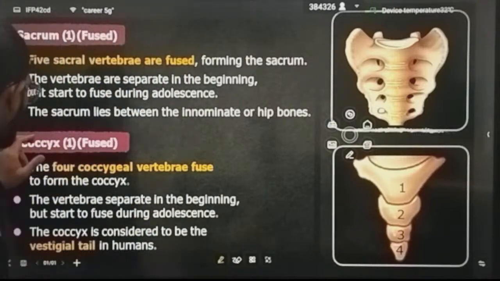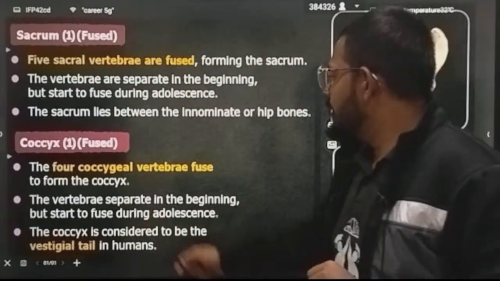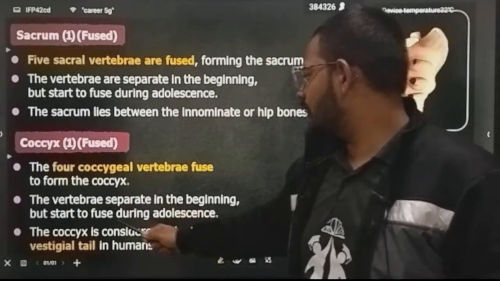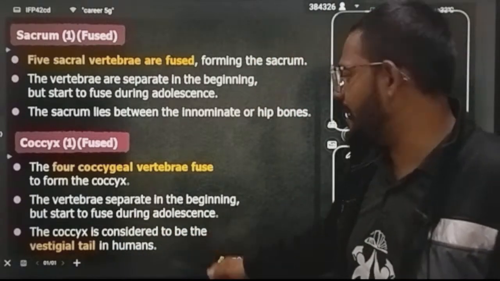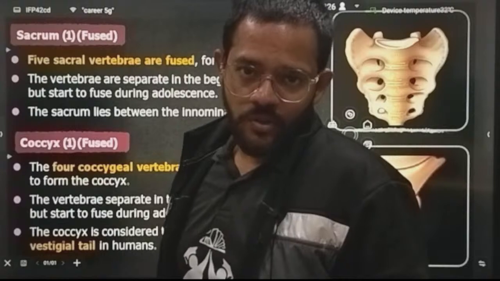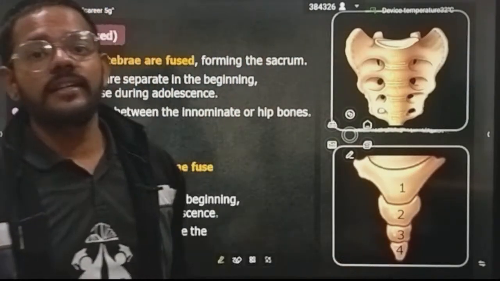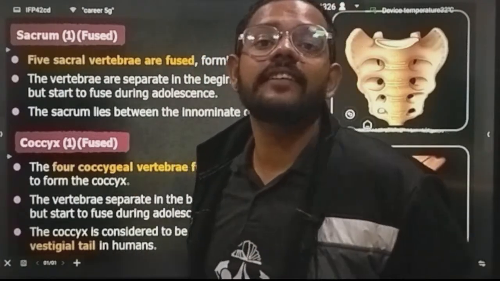Okay, next one is your coccyx, that is 1 and it is again fused. The 4 coccygeal vertebrae fuse to form the coccyx. The vertebrae are separate in the beginning but start to fuse during adolescence again. The coccyx is considered to be the vestigial tail in humans. Means this thing, 1, 2, 3, 4, is the evidence that we evolved from an ancestor which had a tail.